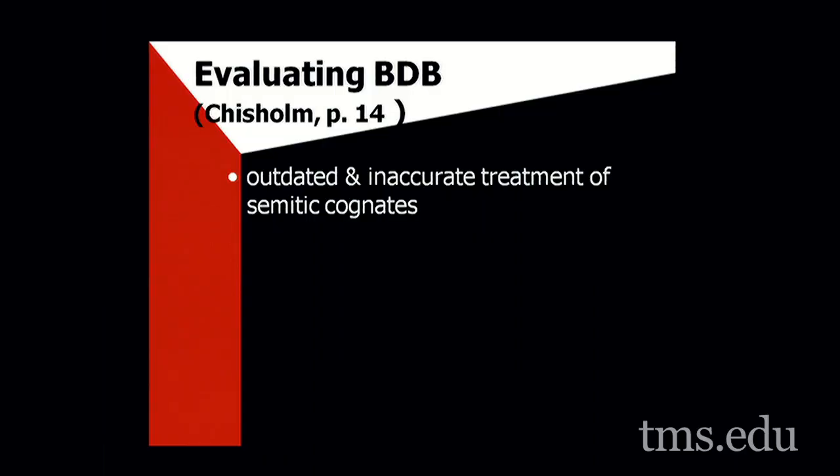When he's evaluating BDB on page 14, notice what he says about BDB. BDB is Brown, Driver, and Briggs. Now, you may have that on your shelf. It may have been given to you by your father, a brother, an uncle, a cousin, a grandfather. You may have found it cheap somewhere. It may be the only Hebrew lexicon that you could afford at the time. It dates back to 1907. It is now 104 years old. You need to realize that it is grossly outdated.